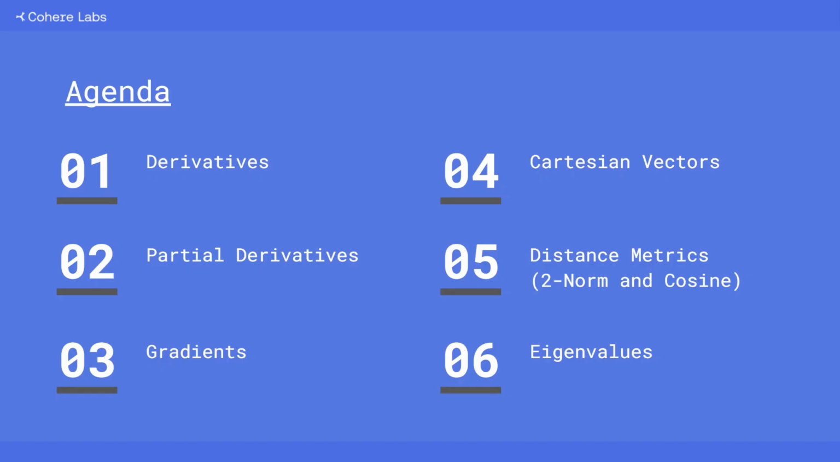We dove into Cartesian vectors, how to do operations between them, and then really dove into our distance metrics, which are so important for large language models and understanding embeddings and relationships in NLP type settings. In particular, we looked at cosine similarity and Euclidean distance. And then finally, to wrap up the session, we started looking at eigenvalues and eigenvectors and their importance in principal component analysis. So that's all we covered.